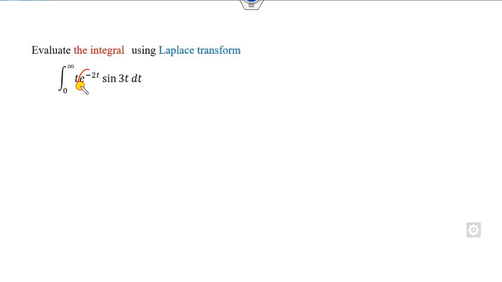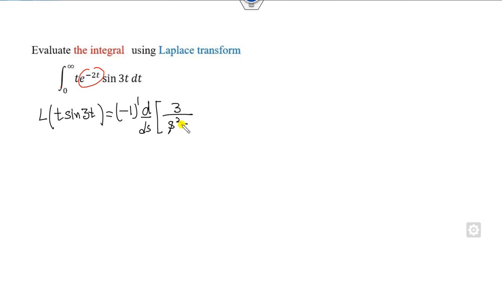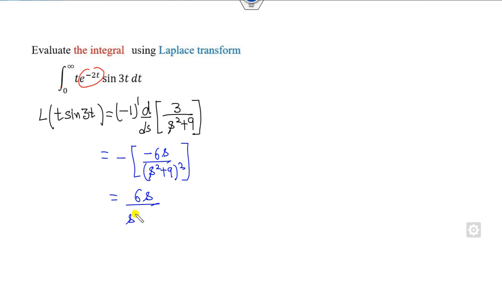Again you can see the exponential term present, and again the integration is from 0 to infinity. So I can start from this value. That means minus 1 times the first derivative of the Laplace of sine 3t. What is the Laplace of sine 3t? It is 3 over s square plus 9. So can you find the derivative of this? It will be minus 6s over s square plus 9 whole square. So this is 6s over s square plus 9 whole square.